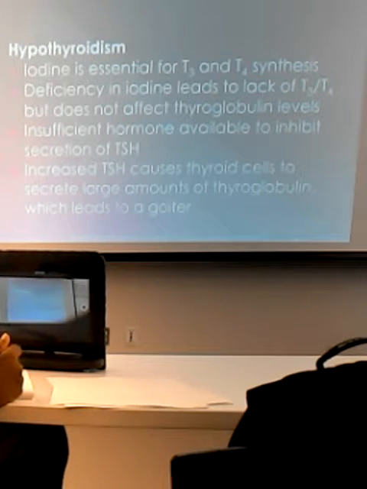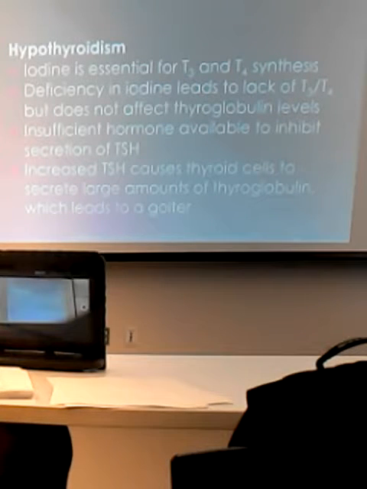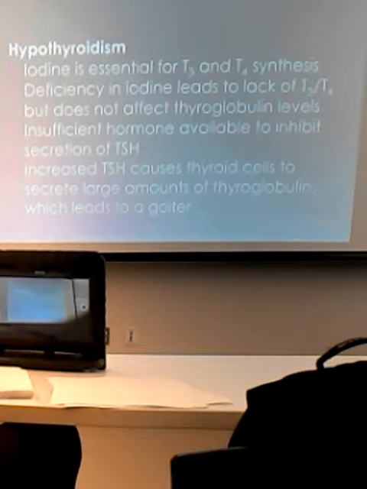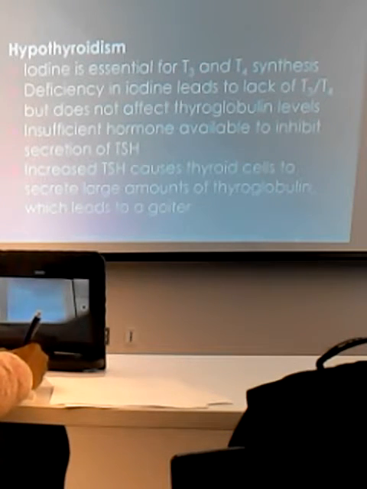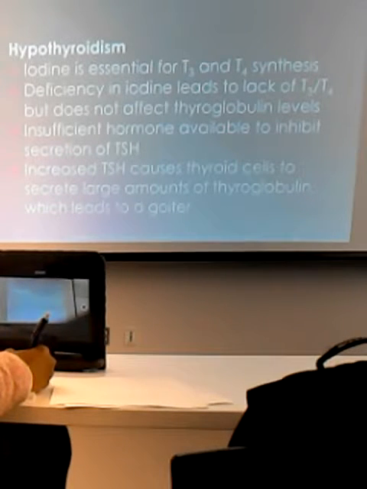So remember, hypothalamus, anterior pituitary, thyroid. So we release T3 and T4. T4 is inactive, that's the majority. T3 is the active, that's the minority form that's released. Okay, it's a negative feedback mechanism.